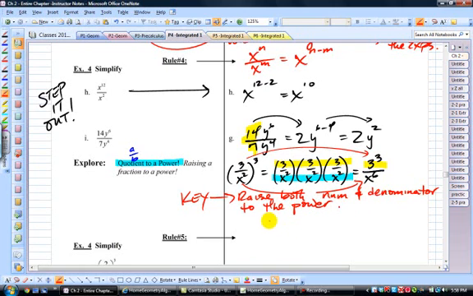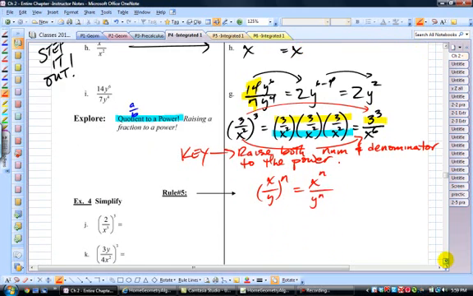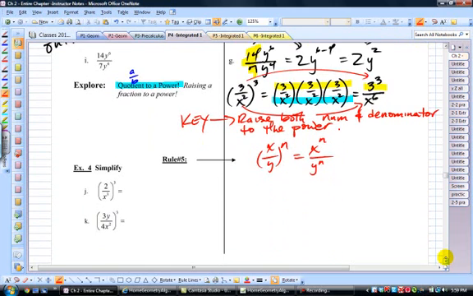In other words, if you take a fraction like x divided by y and you raise it to the power of n, x is in the numerator and y is in the denominator. You're going to take x and raise it to the nth power, and then you're going to take y and raise it to the nth power. You're going to raise them both. That's all you have to do. And if you step it out, it's pretty easy.